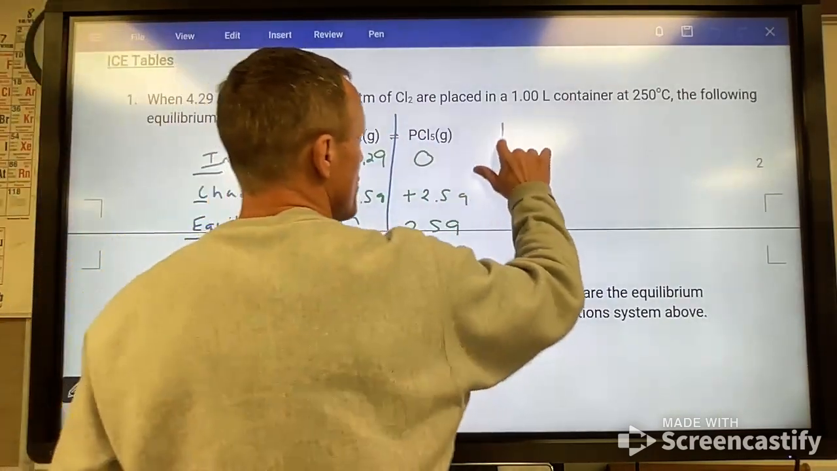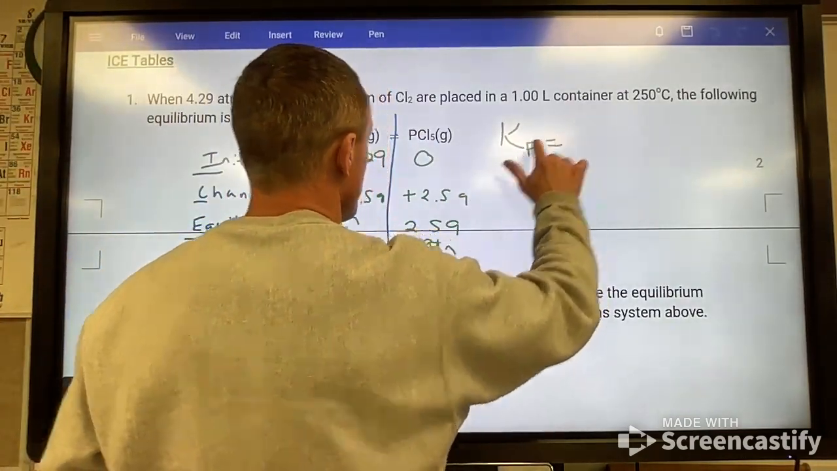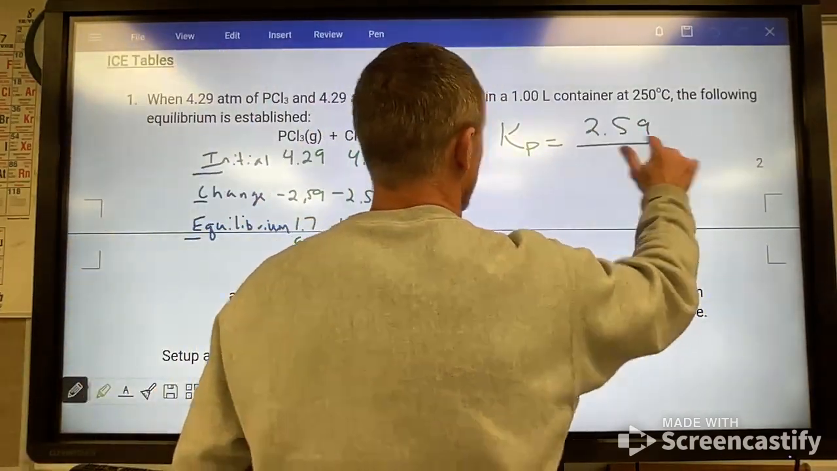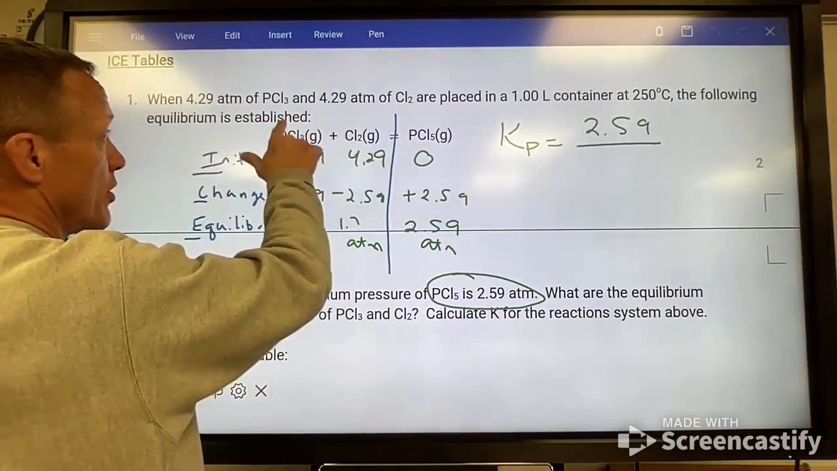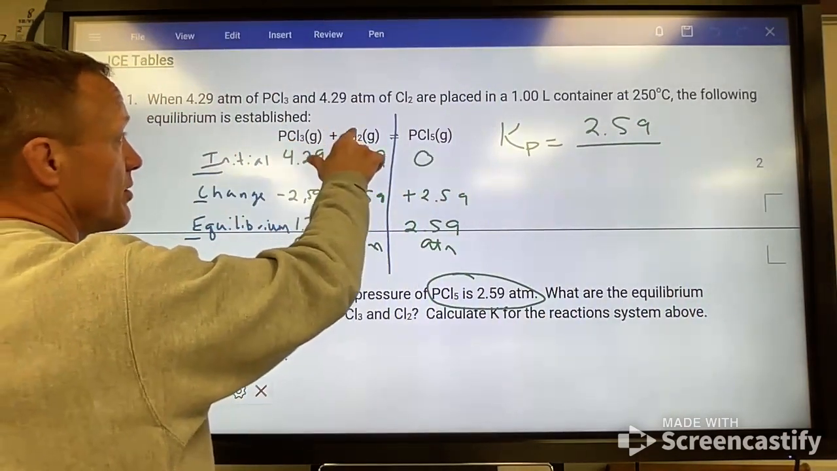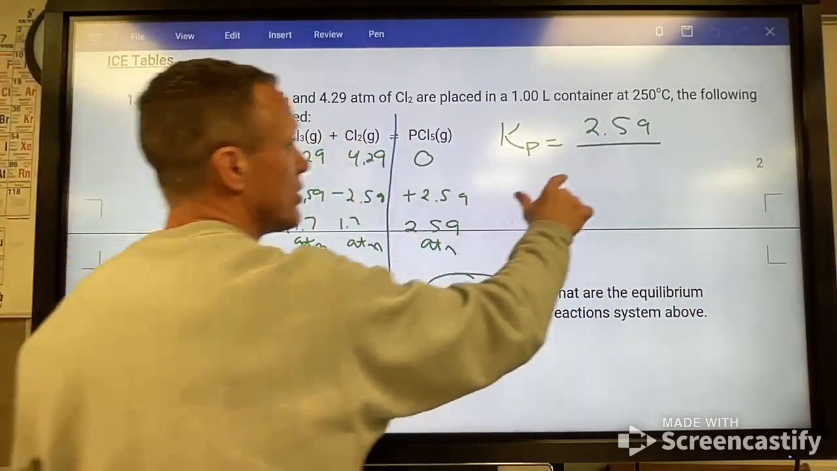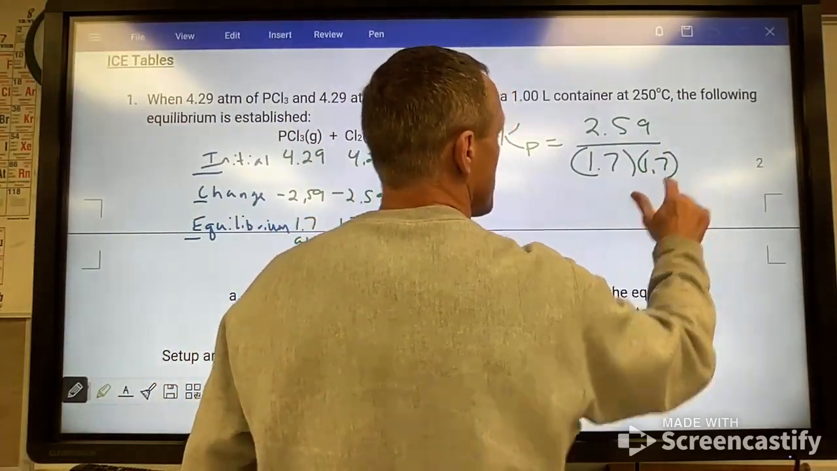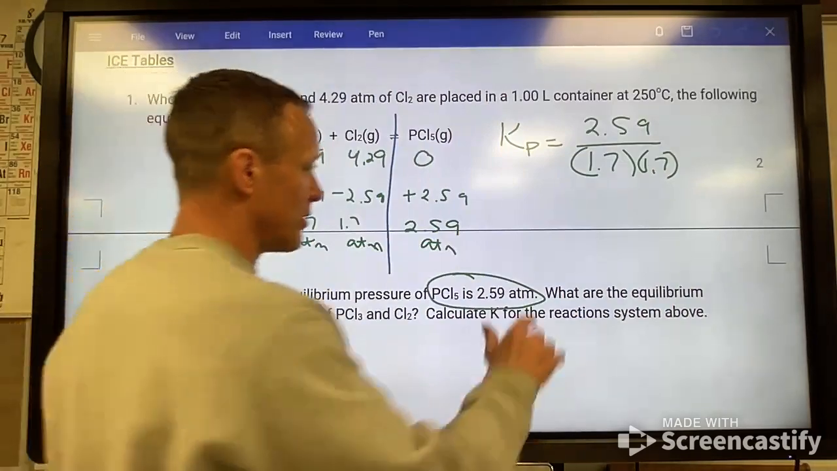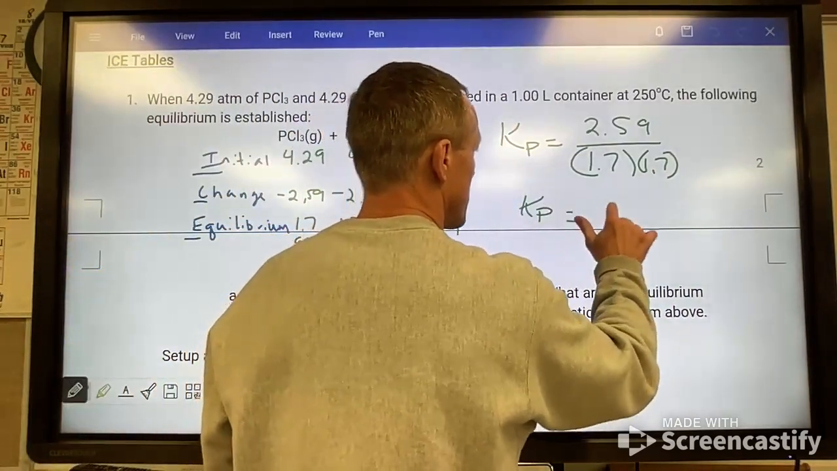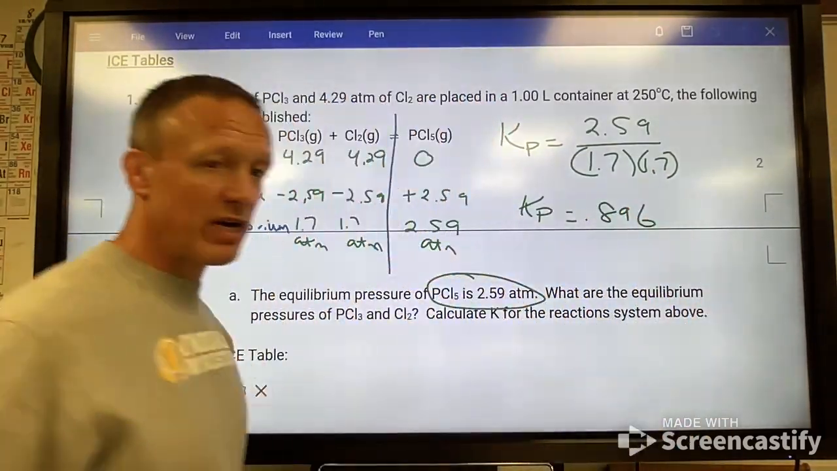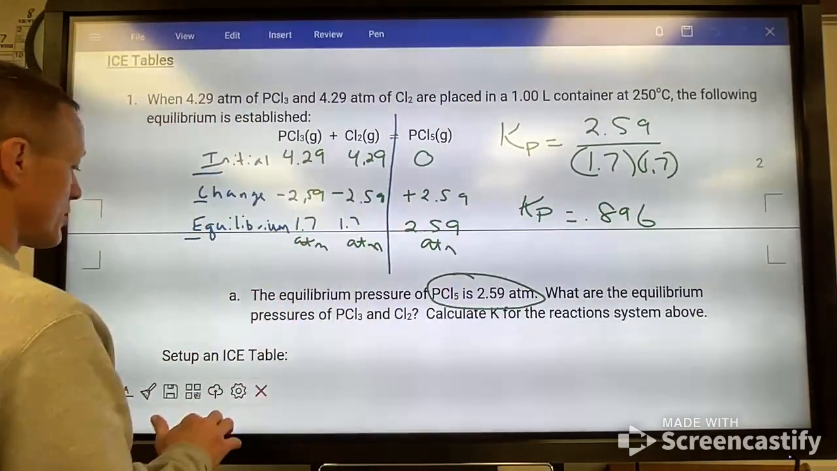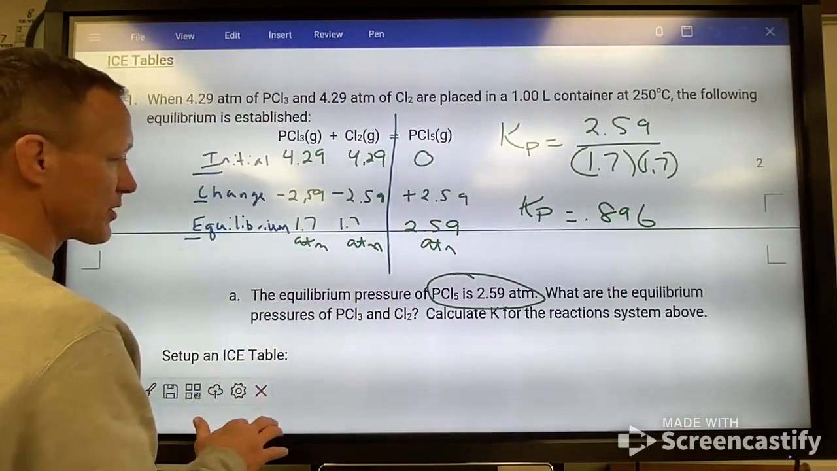So our K value would be Kp, K in terms of pressure, would be PCl5 to the first over the pressure of PCl3 and pressure of Cl2. So 1.7, 1.7. Our K value here is 0.896. Remember, a bigger K value means favors more towards the products.